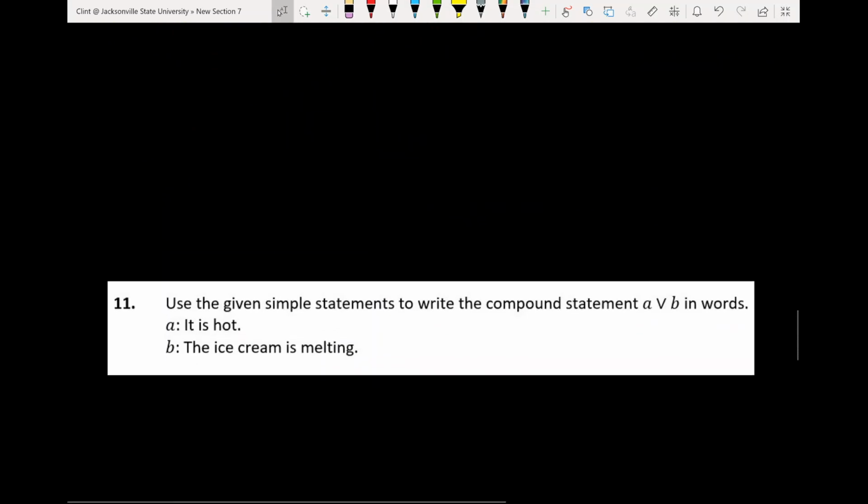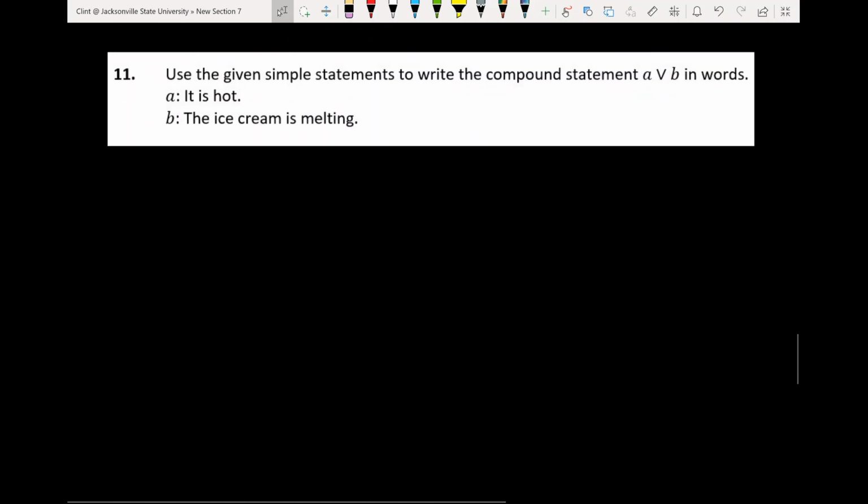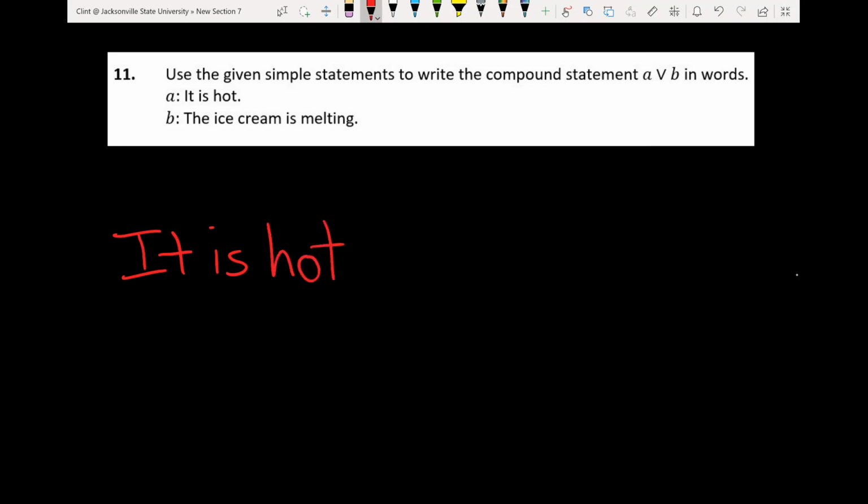Number 11, we're going the other way. This one says use the given simple statements to write the compound statement A, and then we've got this V looking symbol, B in words. So the first thing we're going to need is statement A, and it tells us statement A is it is hot. Okay, but then we got to know what this V symbol stands for. In logic, that V symbol stands for or.